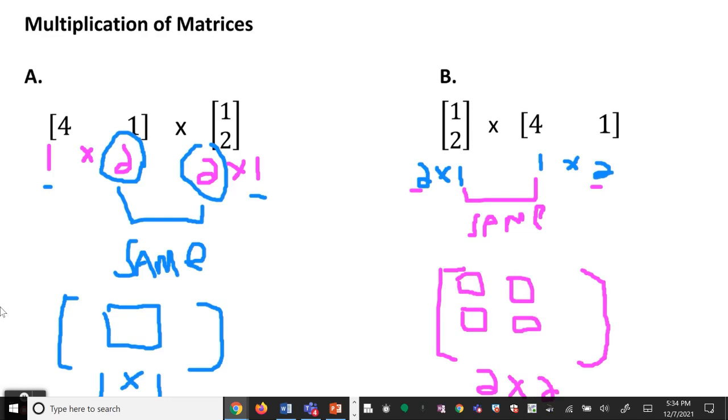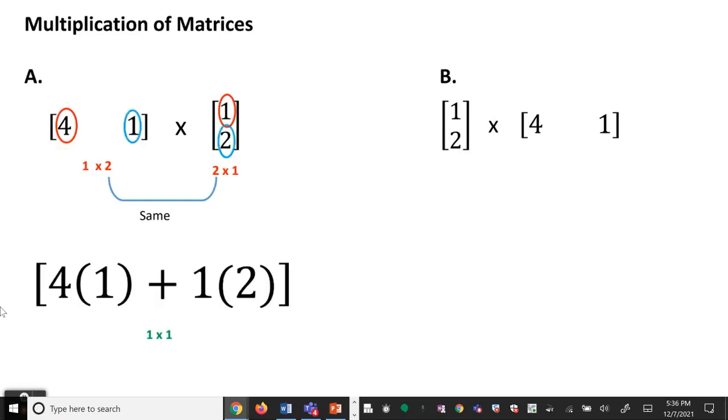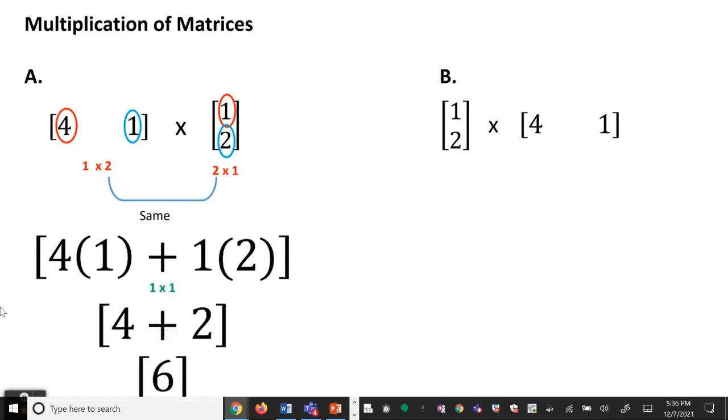Okay, so let's go ahead and try it. Those are the same as I mentioned earlier, 1 by 1. So the way we're going to do it is we're going to take the first row. Let me highlight it here. We're going to take this row and multiply it times this column. So 4 times 1, and then we're going to add the 1 times the 2. So if we add them, we get 6. And so that's your one number here.